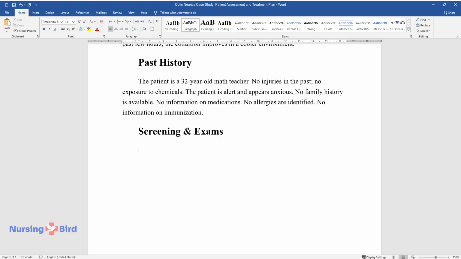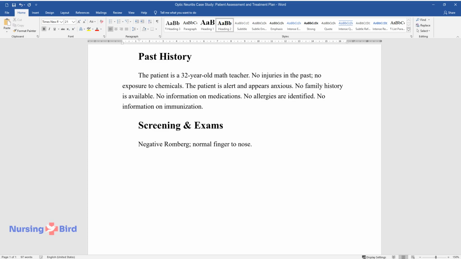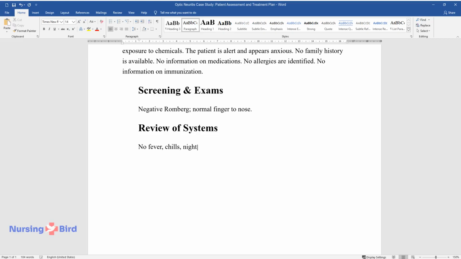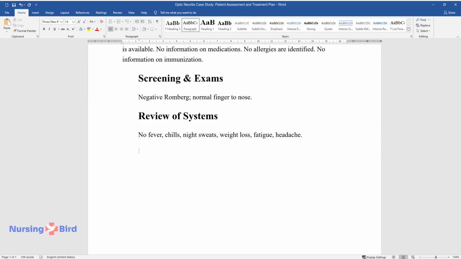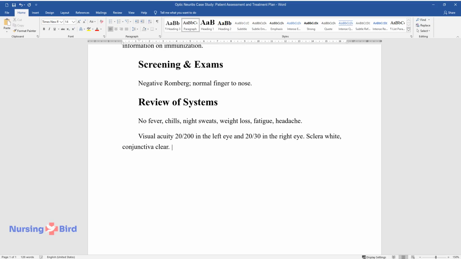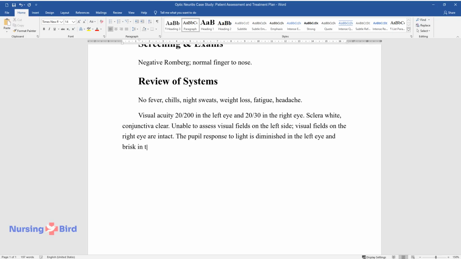Screening and exams. Negative Romberg, normal finger to nose. Review of systems. No fever, chills, night sweats, weight loss, fatigue, headache. Visual acuity 20/200 in the left eye and 20/30 in the right eye. Sclera white, conjunctiva clear. Unable to assess visual fields on the left side, visual fields on the right eye are intact. The pupil response to light is diminished in the left eye and brisk in the right eye.